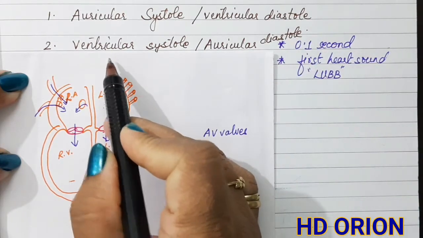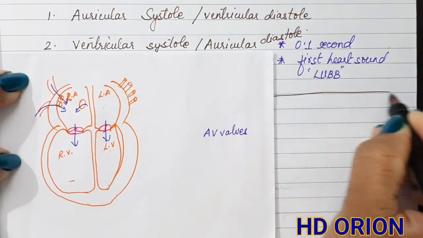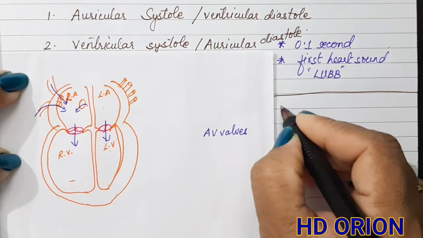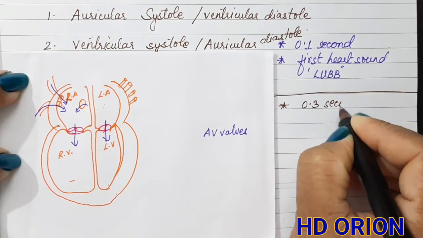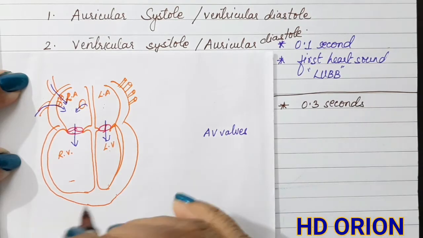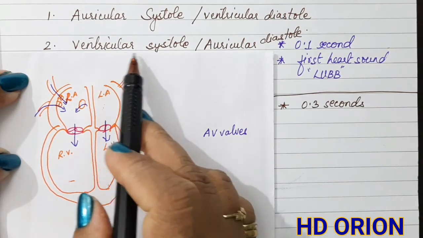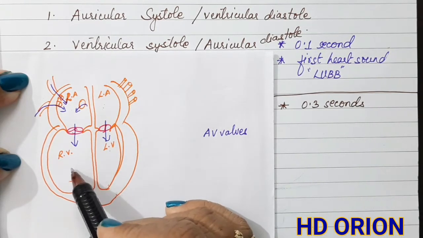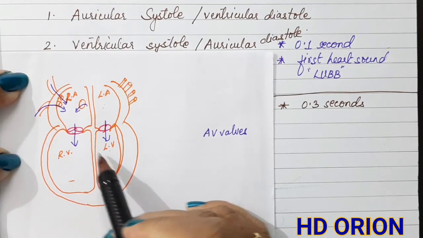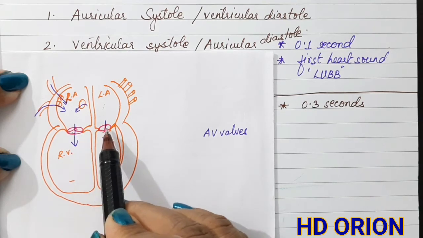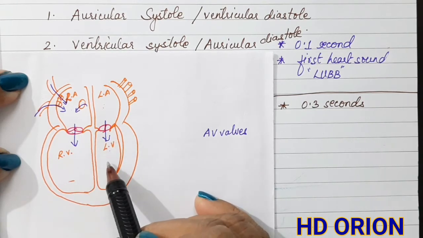So this particular step, that is the ventricular systole, takes place in 0.3 seconds. This step completes in 0.3 seconds. The term tells that now the pressure will be built up in the ventricles and they will be contracting. The AV valves are closed now and the blood is filled in both the ventricles.